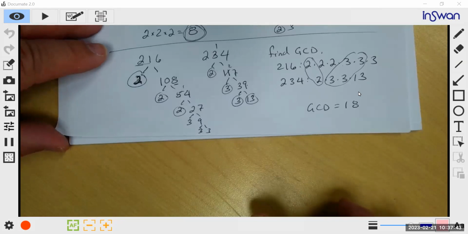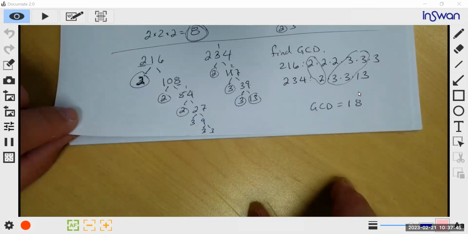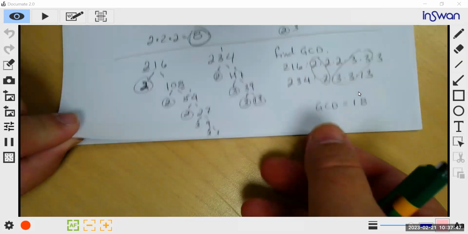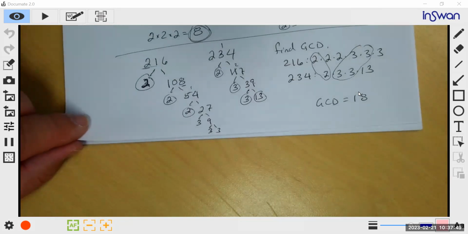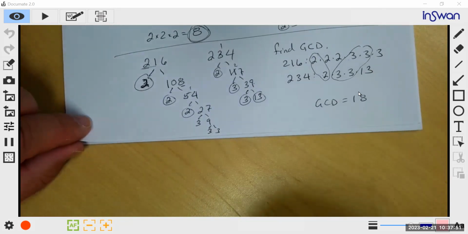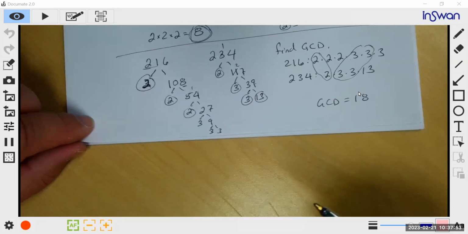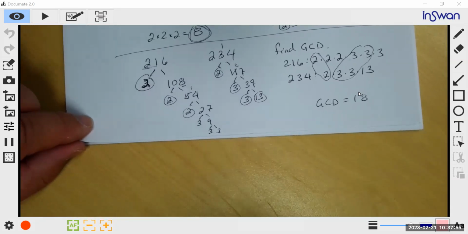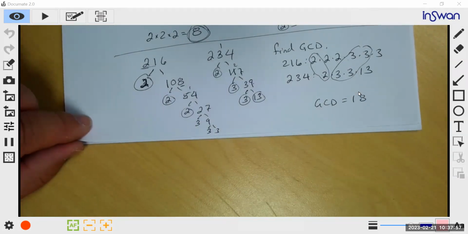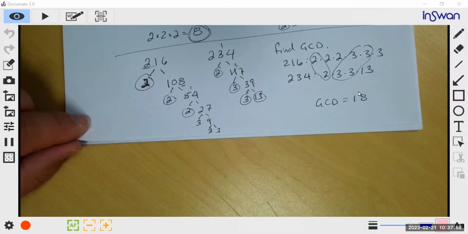So let me look for some more examples here. Okay, everybody okay with the greatest common divisor? So you're looking for the biggest number that goes into both or all the numbers. If you have multiple numbers, if you have 5 numbers, you have to do the same thing to all of them and see what they all have in common.